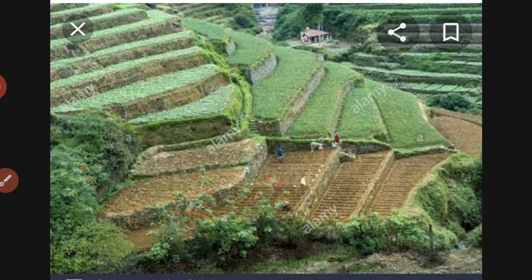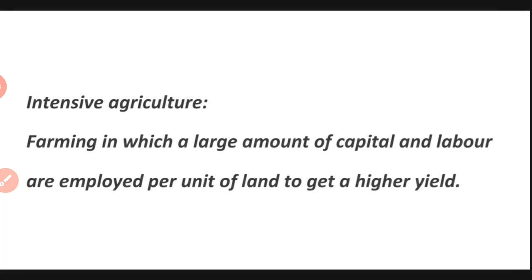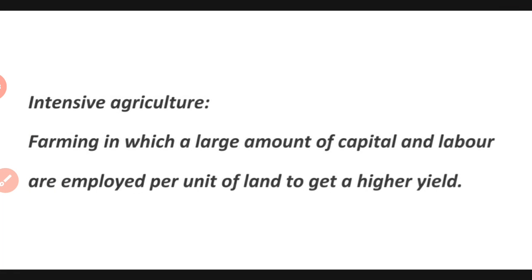In the hilly areas, the slopes have been terraced. Here you can see these are the hills and they have terraced the slopes so that they can do agriculture here. They have been terraced to carry out intensive agriculture. What is intensive agriculture? Farming in which a large amount of capital, money and labor are employed per unit of land to get a higher yield.